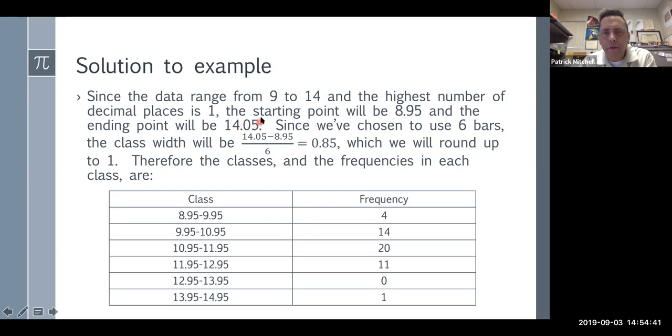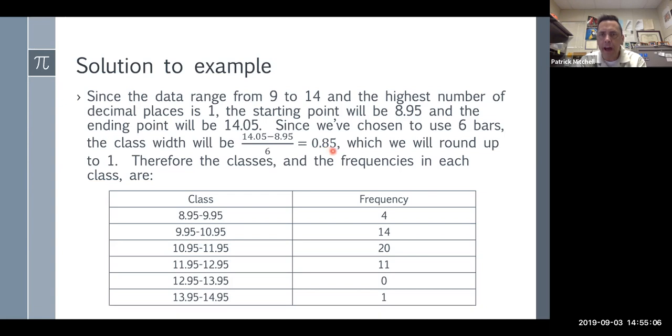And then, since the largest size was 14, you'll go up to 14.05. And since we've chosen to use 6 bars, our class width will be the difference between 14.05 and 8.95, divided by 6. That comes out to 0.85.